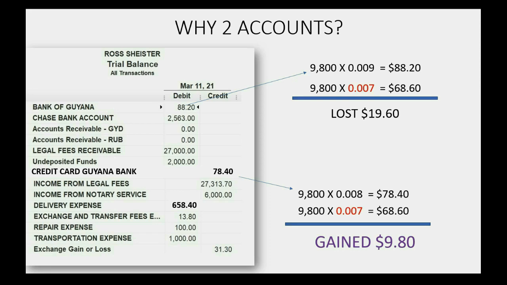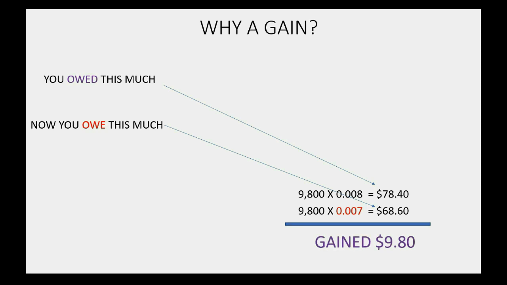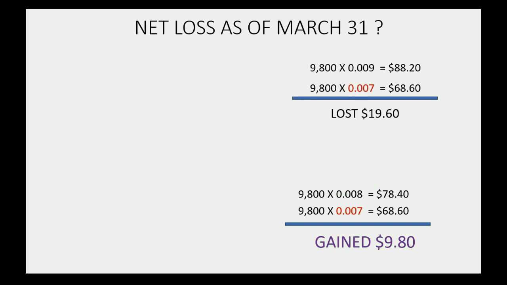Now, you may well ask, why is this a gain if the amount decreased? Well, it's very simple. You originally owed $78.40 in US dollars on the day that you charged. But on the day that you pay, you don't owe 78 US dollars. On the date that you pay, you only owe 68 US dollars because of the decrease in the exchange rate. So that's why in the case of the credit card, you gained $9.80, even though your bank account lost $19.60.